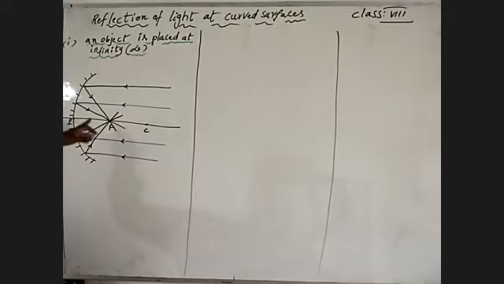Understand? So when light rays travel parallel to the principal axis, the light rays will take reflection through the focus. Where the reflected light rays intersect, we may get the image. See here, these are the reflected light rays intersecting at the focus. The image is formed at the focus.